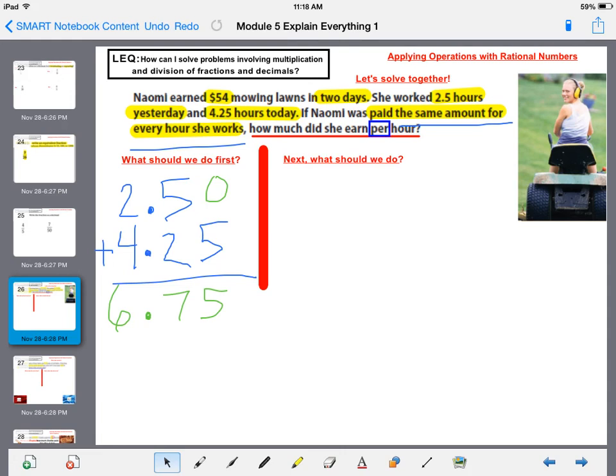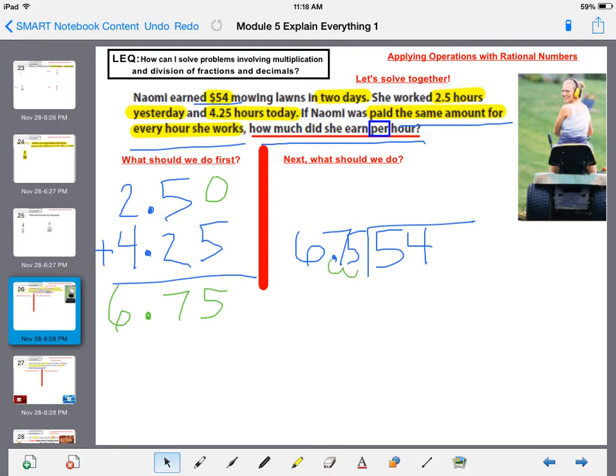The next step is we need to determine how much she earned per hour. So why don't we take the total that Naomi earned, which was $54, and let's divide that by the total hours that she worked yesterday and today, which is 6.75. Now the rule tells us that we have to take this divisor and we have to turn him into a whole number.